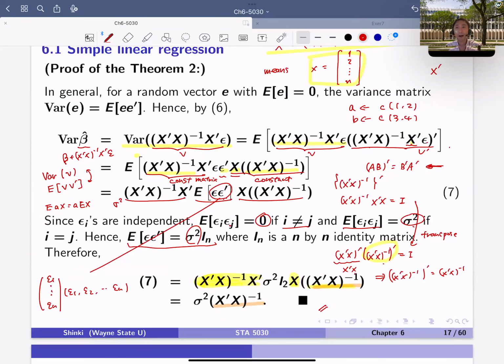Any questions so far? Oh, I got a comment: you can interchange the transpose and inverse. Yes, yeah.